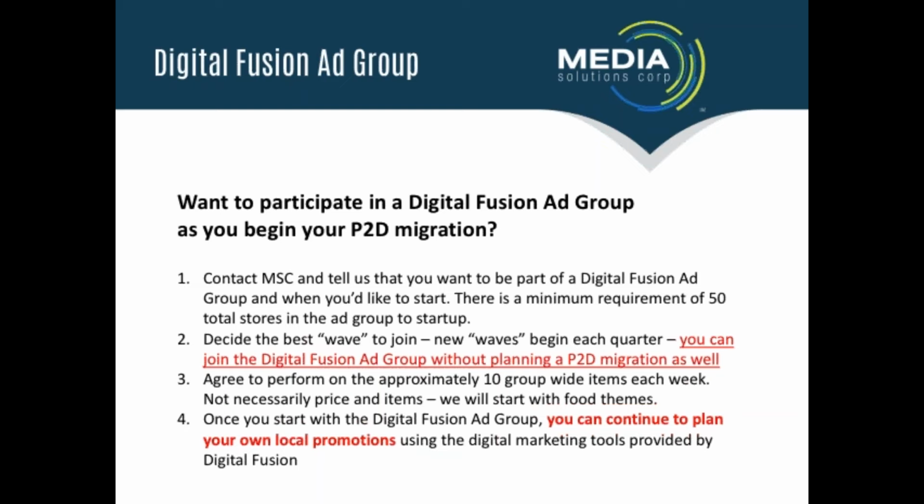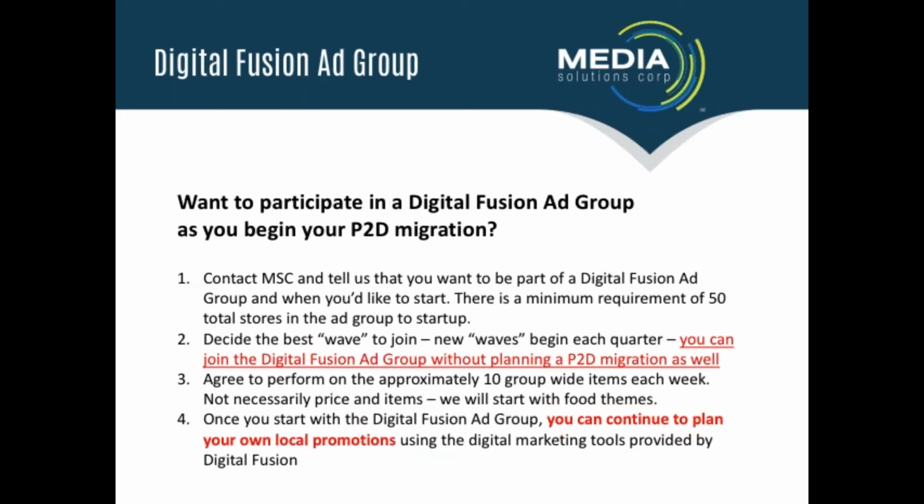If you are interested in becoming part of a DVC or Digital Fusion Ag Group, then you need to let us know that you're interested. In order for us to have a DVC where those savings are available for that group, with all of the production and all of the technology included, there's a minimum requirement of 50 stores. We need a minimum of 50.